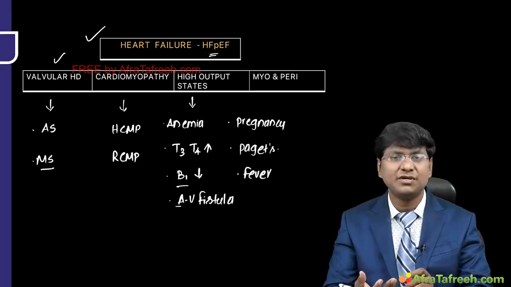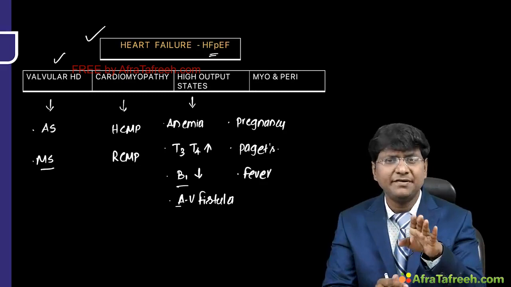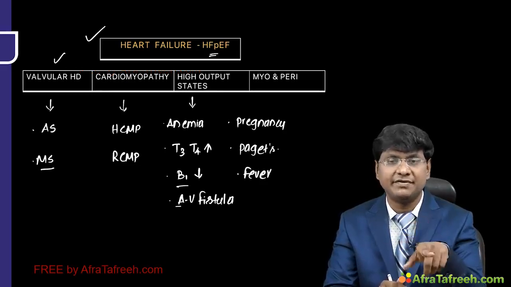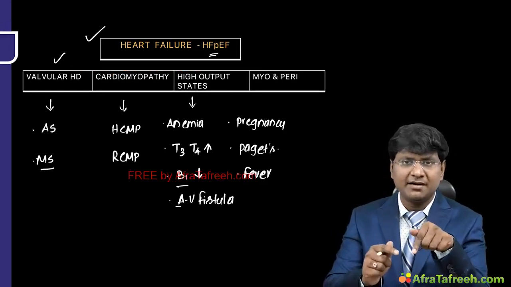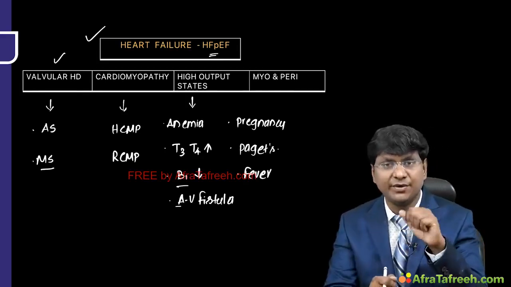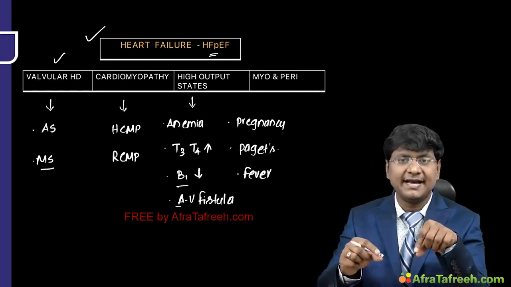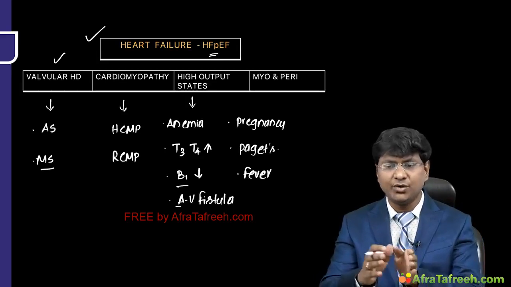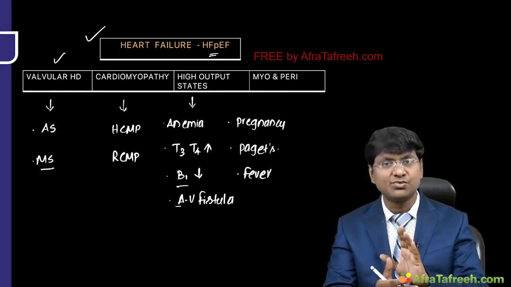Why will AV fistula cause heart failure with preserved ejection fraction? The reason is that, remember, whenever you are creating an AV fistula or whenever there is a congenital AV fistula, it is bypassing the capillaries. So the blood from the artery is not going into capillaries. The blood from the artery is directly entering the vein. Usually, once the blood from the artery reaches the capillary, some nutrition or energy goes into the peripheral organs, right? And then the venous circulation starts. That is what is normal.